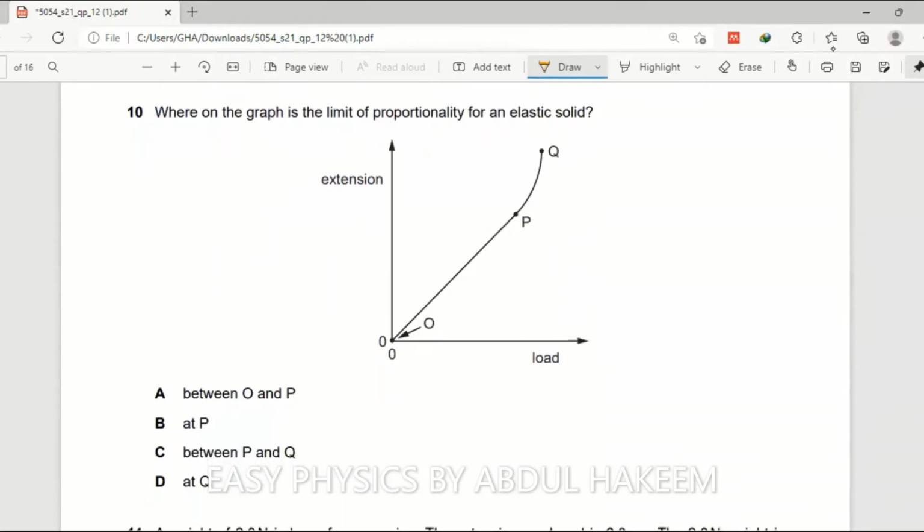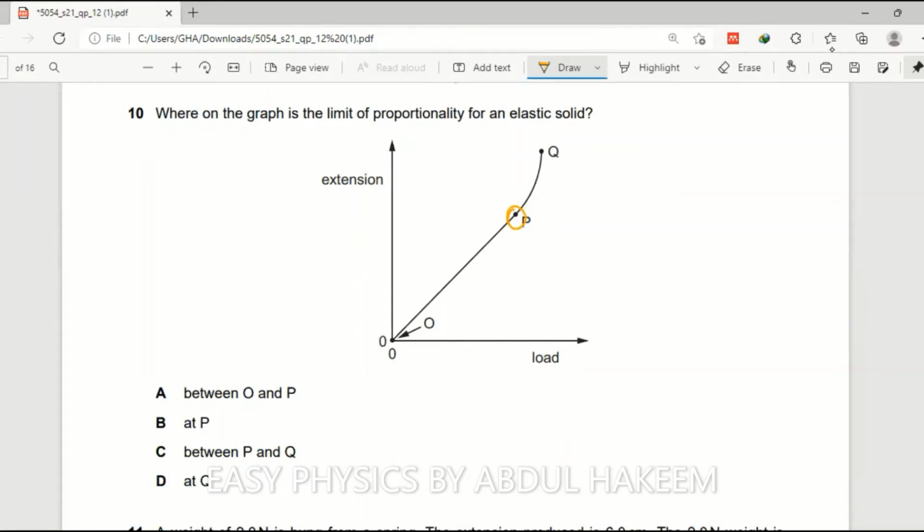And the next is question number 10. Where on the graph is the limit of proportionality of an elastic cord? So limit of proportionality means the end of Hooke's law. And Hooke's law says extension and the load are directly proportional, meaning the end of the straight line. So this P is the end of the straight line. So this is the limit of proportionality, not the elastic limit. Elastic limit and the limit of proportionality are different things.